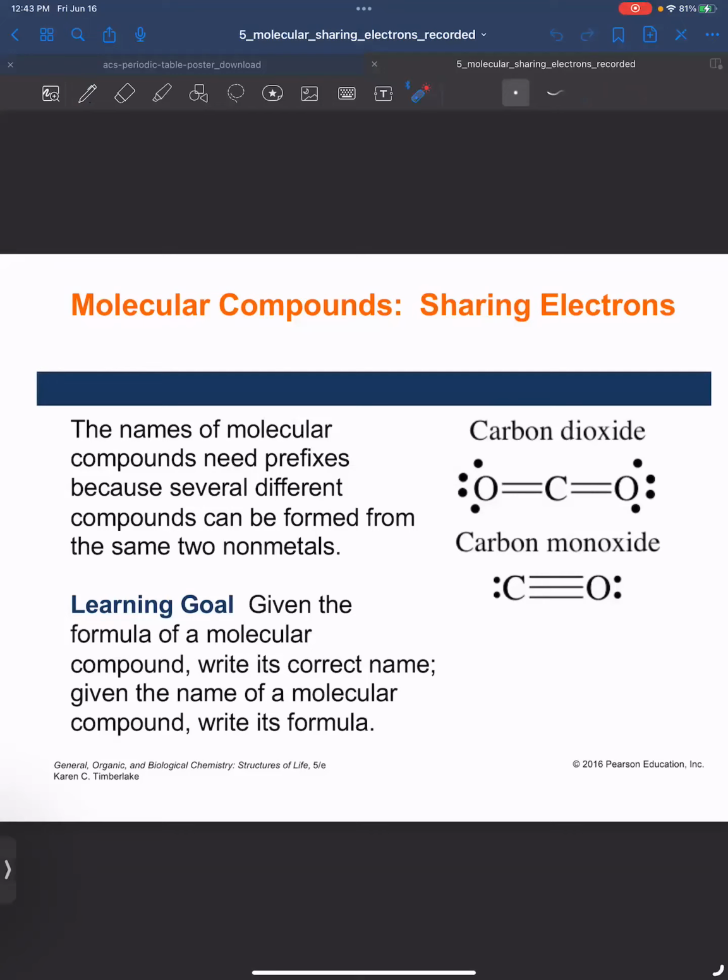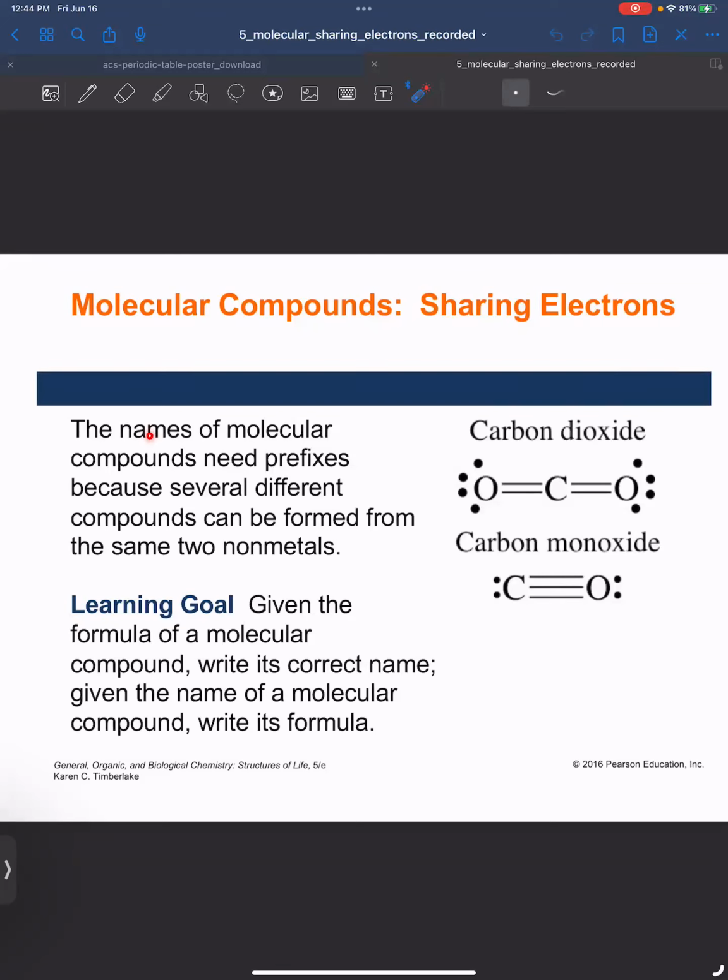Hi everyone, welcome back. The learning goal for this video is, given the formula of a molecular compound, you should be able to write its correct name, or given the name of the molecular compound, you should be able to write its formula. So in this video, we're primarily focusing on molecular compounds, which we will refer to as covalent compounds, and that's where electrons are shared.